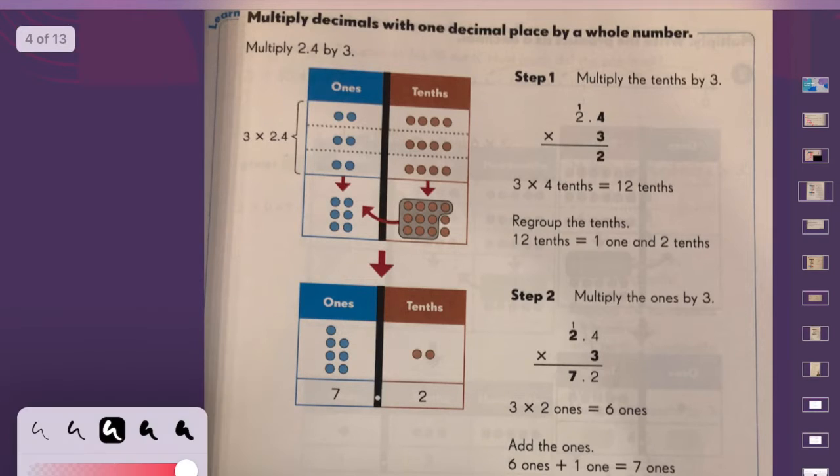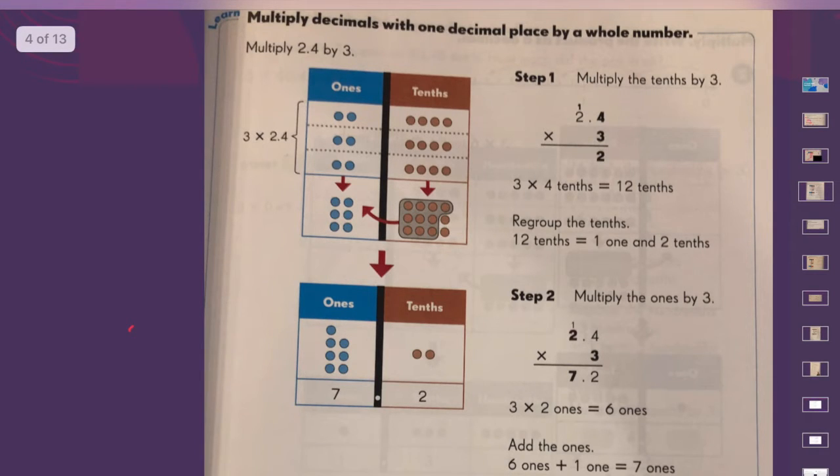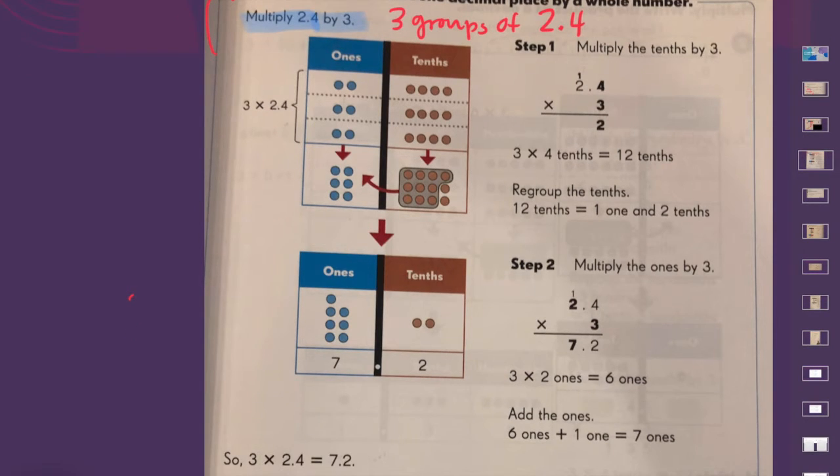All right, now that we've looked at multiplying tenths by a whole number, let's look at multiplying decimals with 1 decimal place by a whole number. So instead of 4/10, we now have 2 and 4/10, and we're going to multiply 2 and 4/10 by 3. So we're really taking 3 groups of 2 and 4/10. Now, using a place value chart, let's look at what 3 groups of 2 and 4/10 would look like.